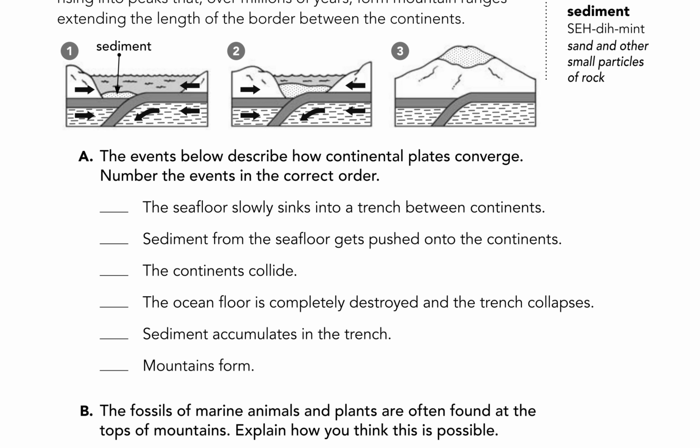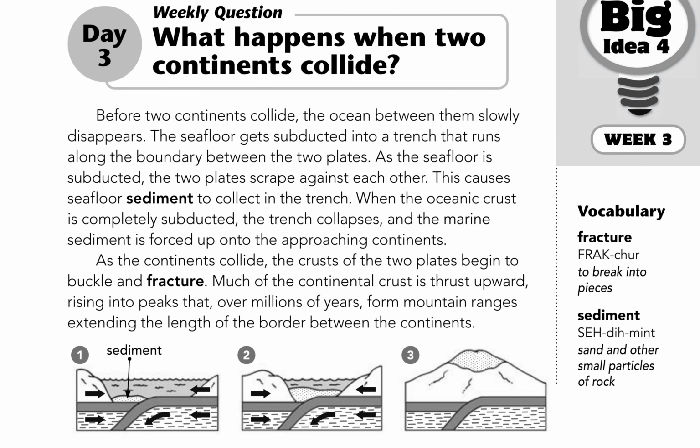Question A says, the events below describe how continental plates converge. Number the events in the correct order. So our options are: the seafloor slowly sinks into a trench between the continents. Sediment from the seafloor gets pushed onto the continents. The continents collide. The ocean floor is completely destroyed and the trench collapses. Sediment accumulates in the trench, and then mountains form. And this is all in that text. So I'm actually going to go through and reread that text one more time, looking for those answers.